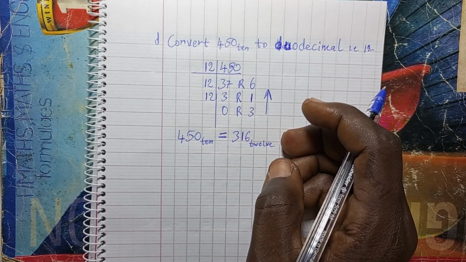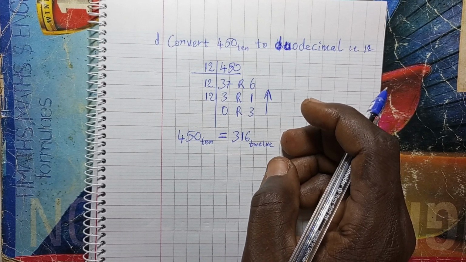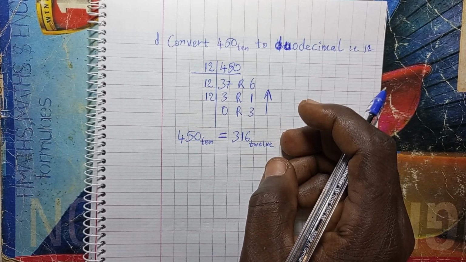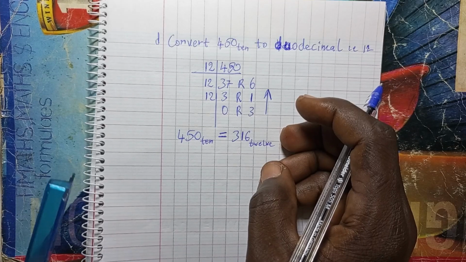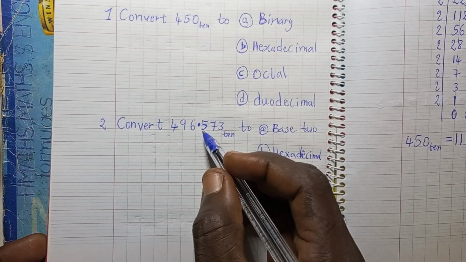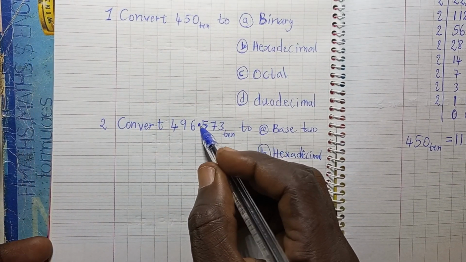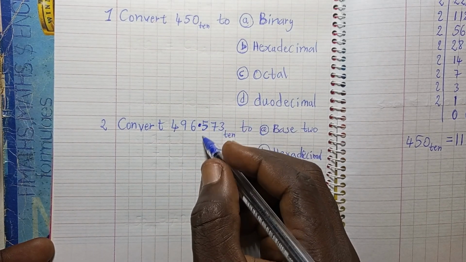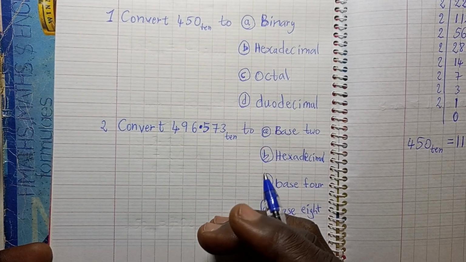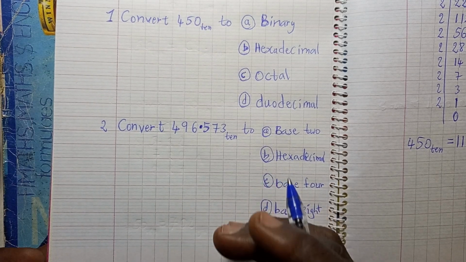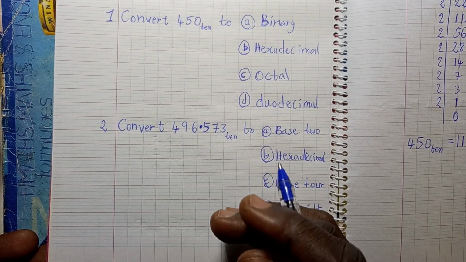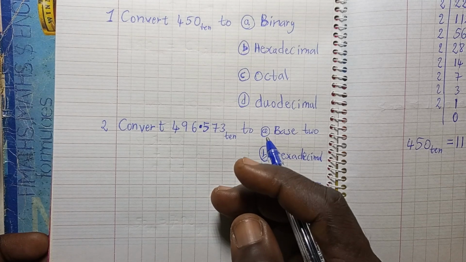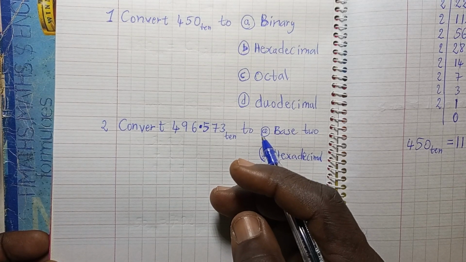Now the number 2, if you notice very well, in that number 2, you see that this one has a decimal point. So there is another special technique in calculating this type of question. So I want to show you step by step how you can go through this kind of question. Make sure you follow to the end of this video so that you can get the very best from it.